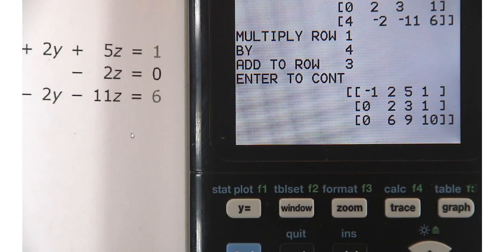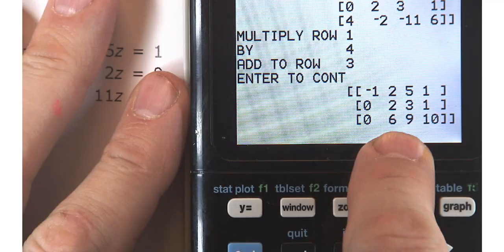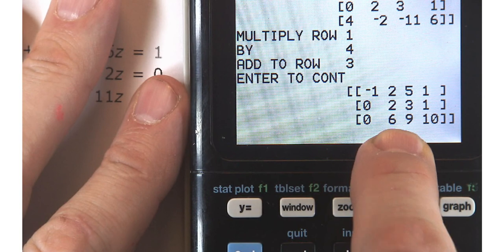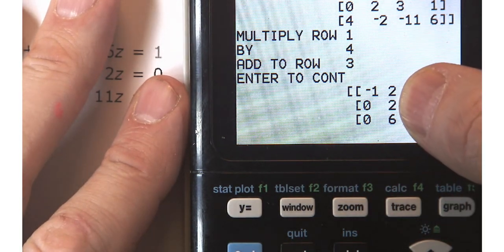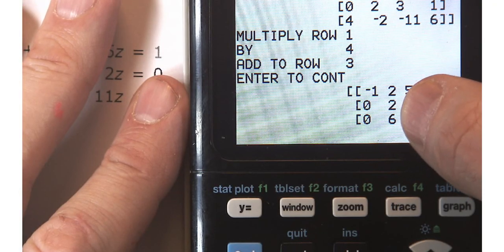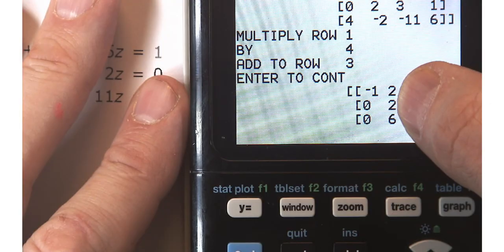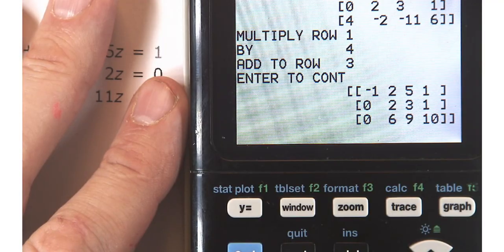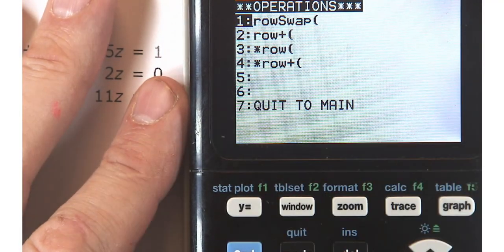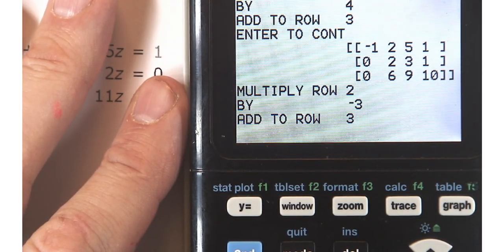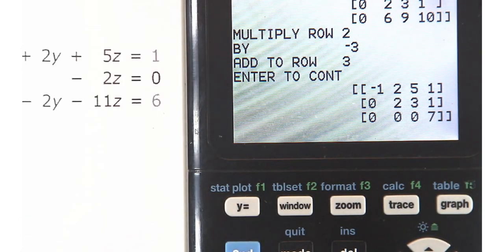Let's see. Elise, I need to get a 0 here. What can I do to get a 0 where that 6 is? What times 2 would make that a 0 added to here? So negative 3 times 2 would be negative 6, added to 6 would be 0. Okay? So multiply row 2 by negative 3, add it to row 3, and wow. So we end up with this after all that work.